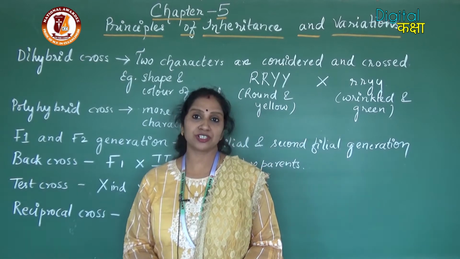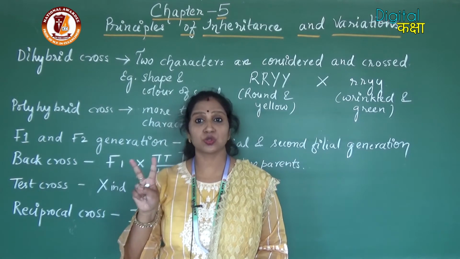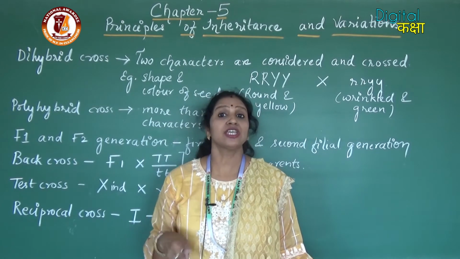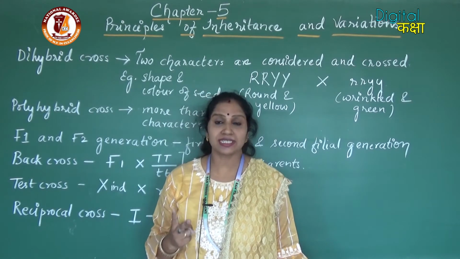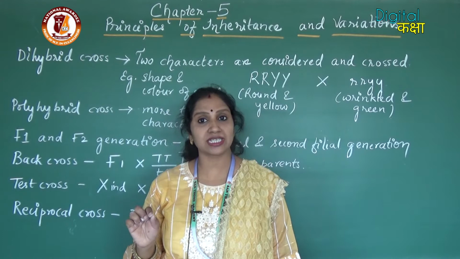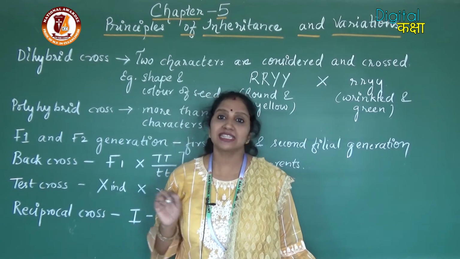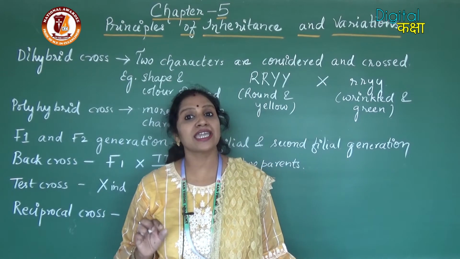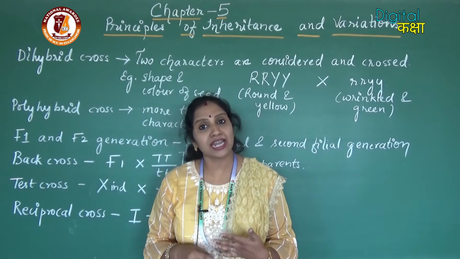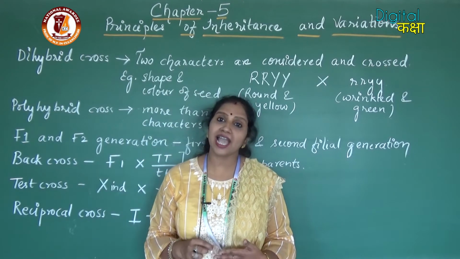After the monohybrid cross, next is the dihybrid cross. Di means two. That means when we are considering two characters at a time, two characters means two genes and two genes means four alleles. So when we are considering two characters, that is two genes and four alleles, and crossing two individuals, such a cross is called the dihybrid cross. Whenever we take two characters in consideration and cross two individuals, that cross is called the dihybrid cross.